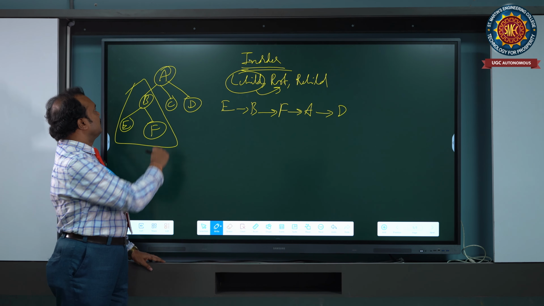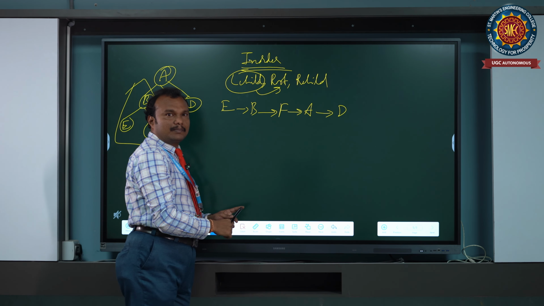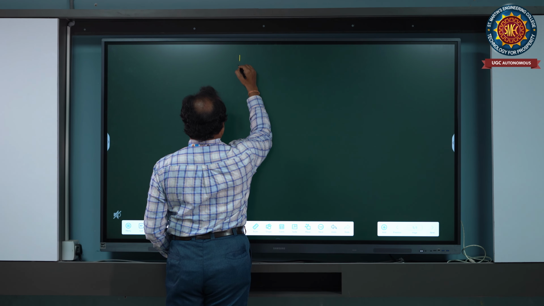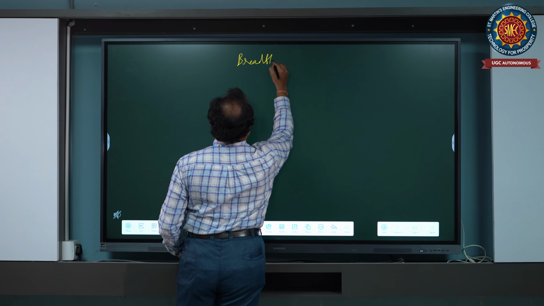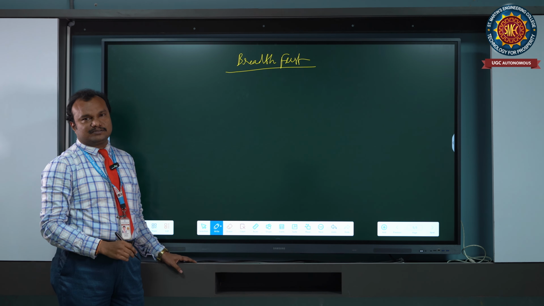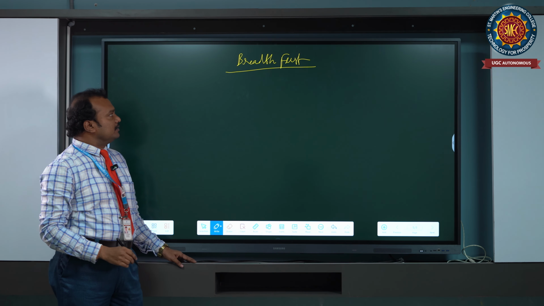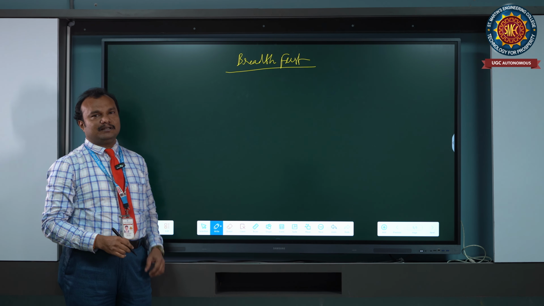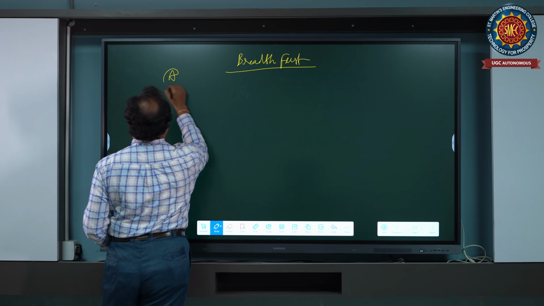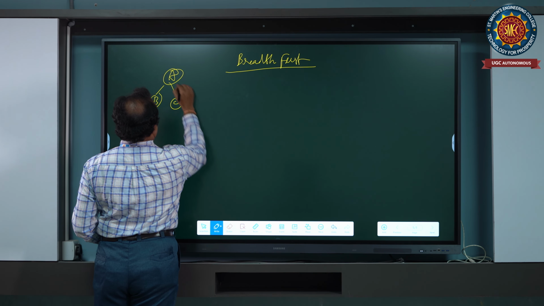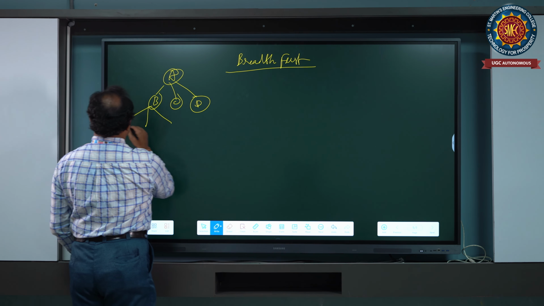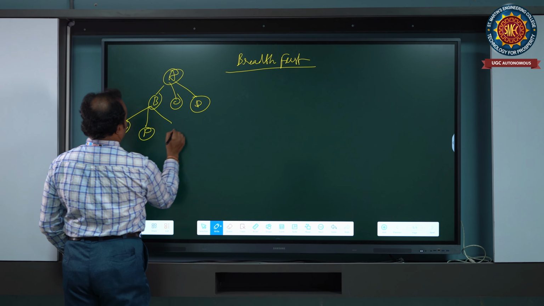So then coming finally to the breadth first search traversal. Breadth first search traversal is also called level by level traversal. According to the breadth first search traversal, all nodes are visited level by level. So for example, if we take a tree which consists of more than 2 nodes, E, F, like this.